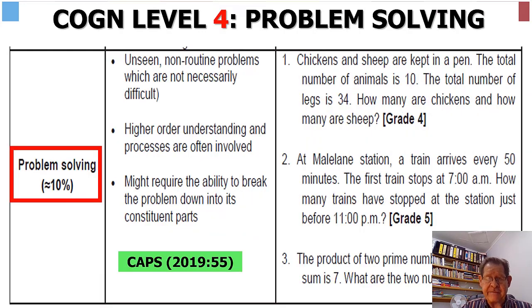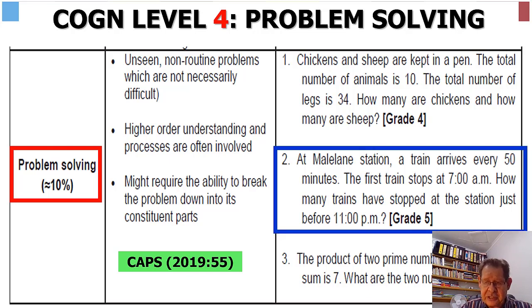Then the fourth and final level is problem solving, which is the most difficult, mostly unseen, non-routine problems. They are not necessarily difficult, but they do represent higher order understanding and higher order processes. And you might even be required to break down the problem into different parts. Here's a question about a train that arrives at the Malalaan station every 50 minutes. The first train stops at 7, and the question is how many trains have stopped at this station by about 11 p.m. at night. So you have to do a bit of calculation and even some breaking down into various steps.